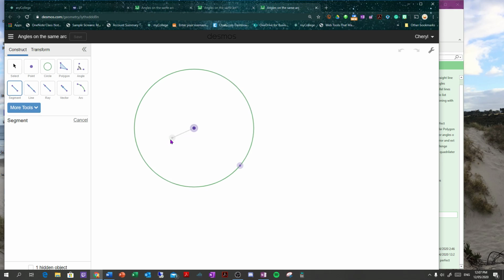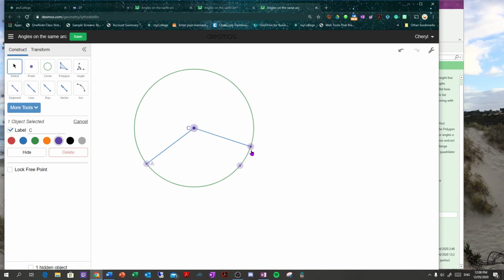So we're going to go to our circle and we're going to draw a central angle to the circumference, and we'll label that ACD. Okay, so we've got our central angle. Now I'm going to draw an inscribed angle, or an angle on the circumference, that will share the arc with this central angle.